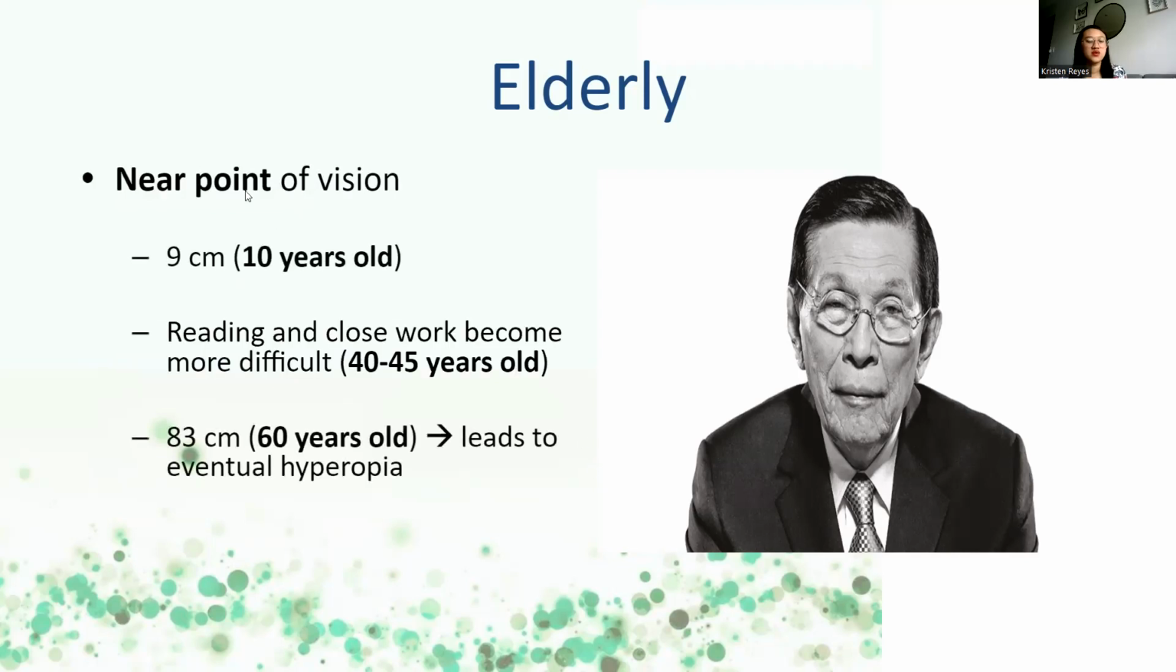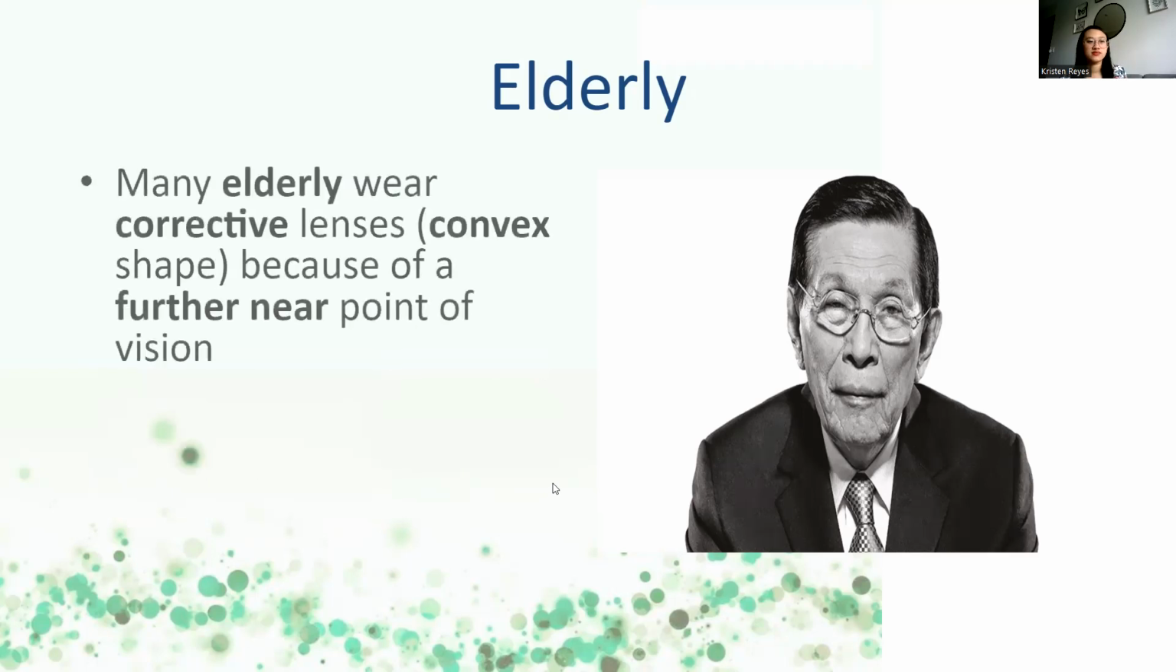So what happens to the near point of vision, meaning 9 cm at 10 years old? 9 cm, so malapit, no? When you age, middle-aged adult ka na, 40 to 45 years old, reading and close work becomes more difficult. And when you reach the age of 60, your near point of vision is 83 cm. So from 9 to 83, malayo, no? Lumayo siya. Leads to eventual hyperopia or farsightedness.